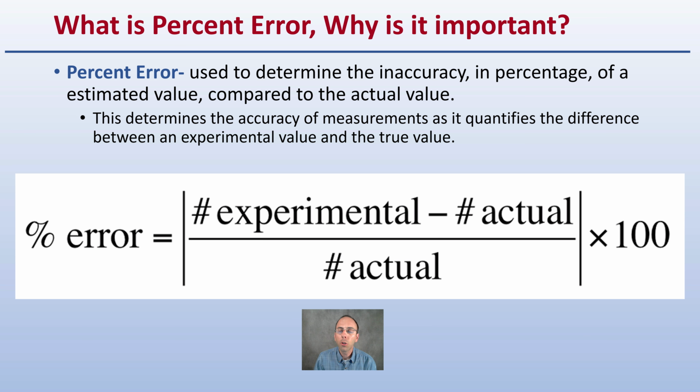Now what is percent error? It's used to determine the inaccuracy in percentages of an estimated value compared to the actual value. This determines the accuracy of your measurements as well as it quantifies the difference between the experimental value and also the true value. So the experimental value is what you might conduct in lab, the results you might get, and the actual might be the real result, or what was actually based on 100% yield, what the result should have been.